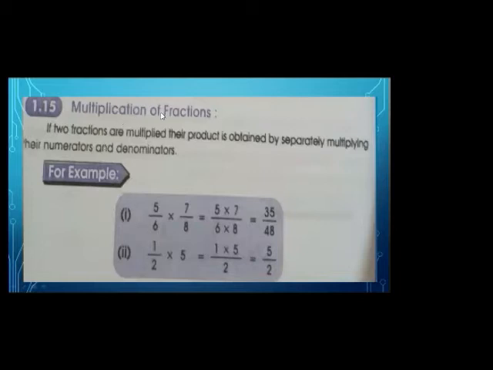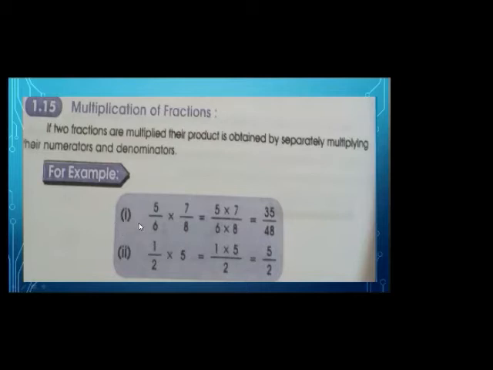Now, multiplication of fractions. If two fractions are multiplied, their product is obtained by separately multiplying their numerators and denominators. It means if we have two fractions given in multiplying form, we multiply their numerators and denominators separately, and their product is known as the result.